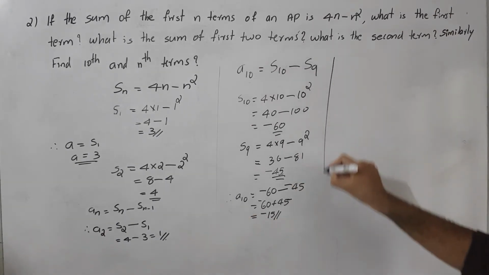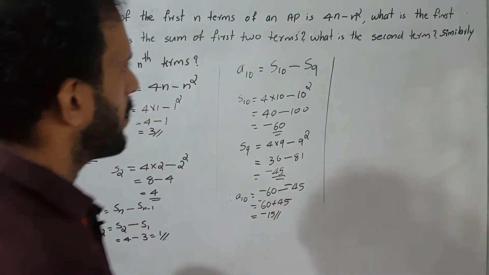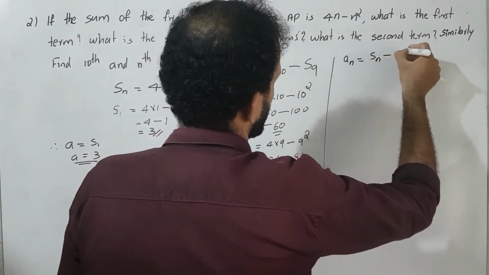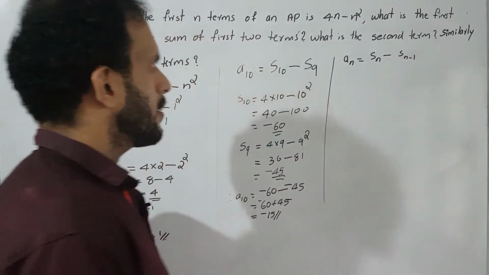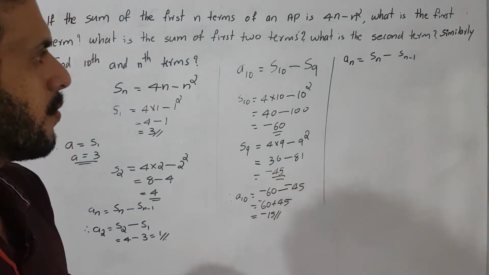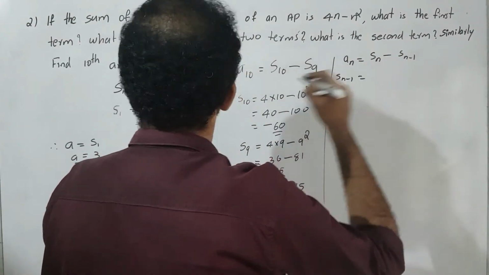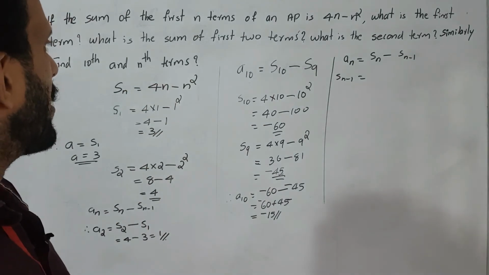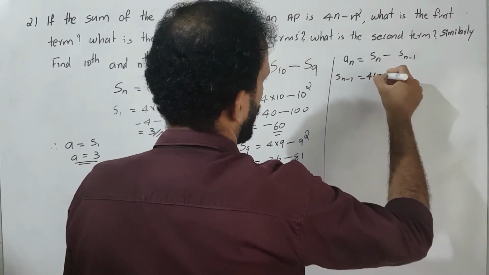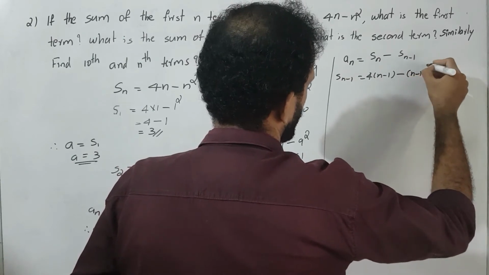Then one more question is remaining. What is that? Nth term. Nth term means An. Now the nth term of an AP, we write An is equal to Sn minus Sn minus 1, correct? Then we know already what Sn is. Sn is equal to 4n minus n square. Next we find Sn minus 1. In this general form we substitute n minus 1 instead of n, then 4 into n minus 1 minus n minus 1 whole square.